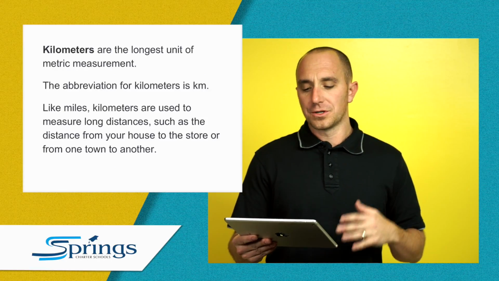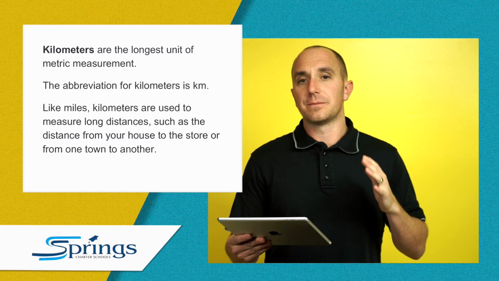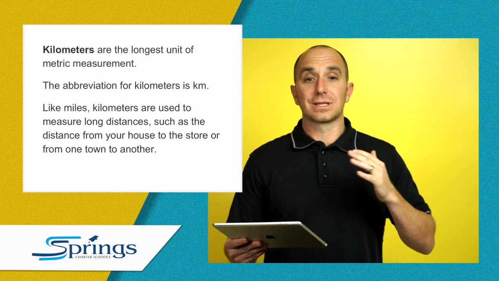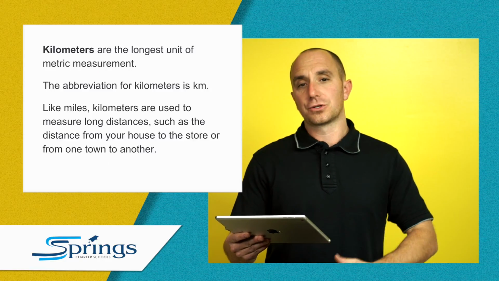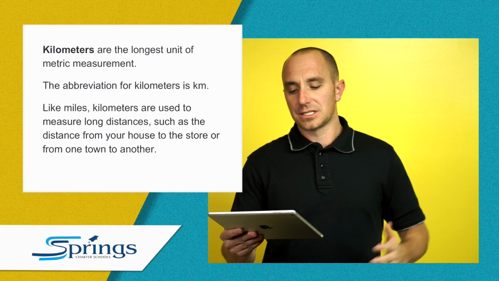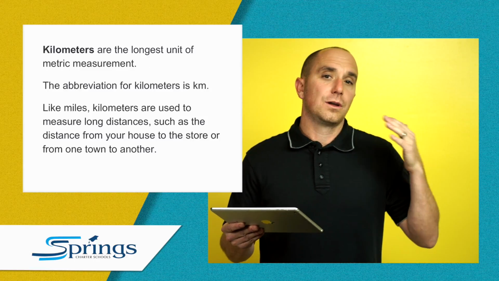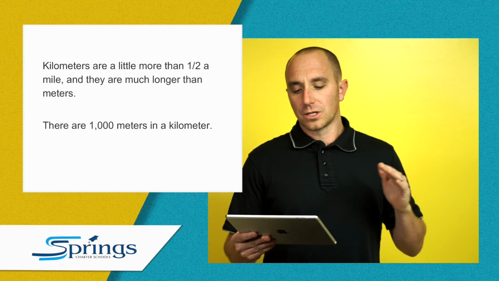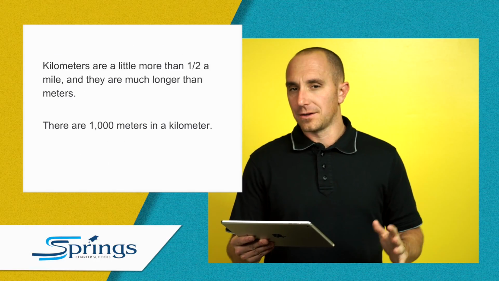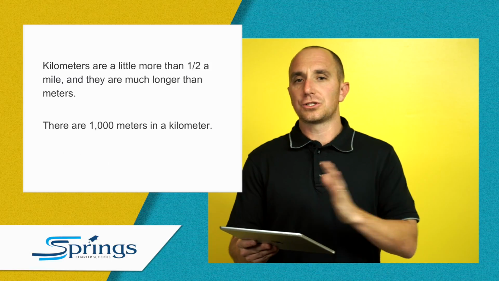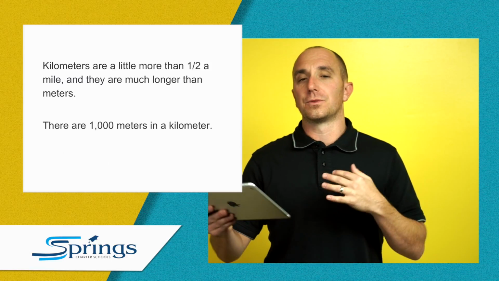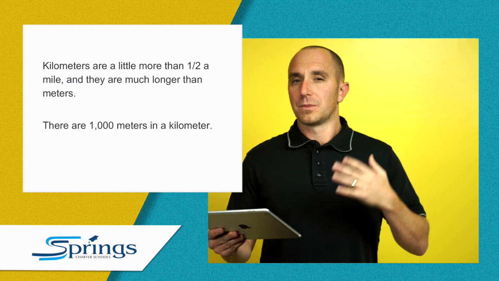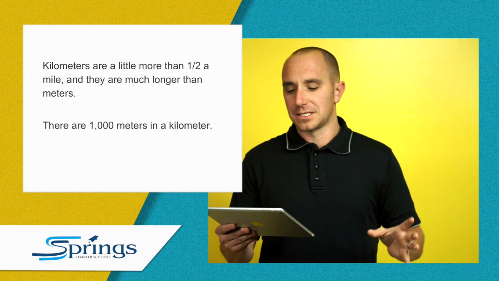Now, kilometers are the longest unit of measurement in the metric system. So the abbreviation for kilometers is km. So like miles, kilometers are used to measure long distances, such as the distance from your house to the store or from your town to a different town. So you're talking about great distances. So kilometers are a little more than half a mile. So it's not a perfect relationship between miles and kilometers, though they're the largest unit of measuring length in the two different systems. But to give you perspective, you're talking about half the distance.